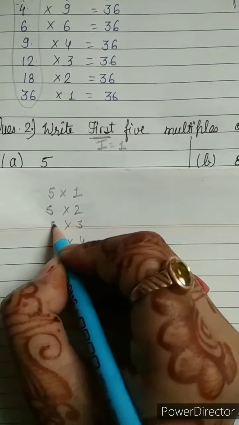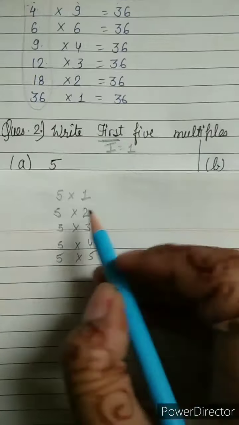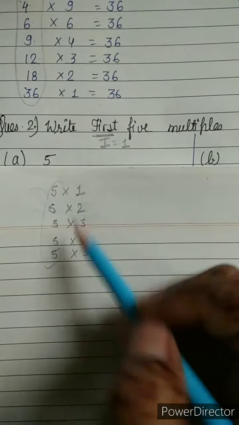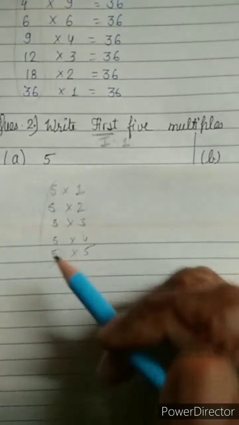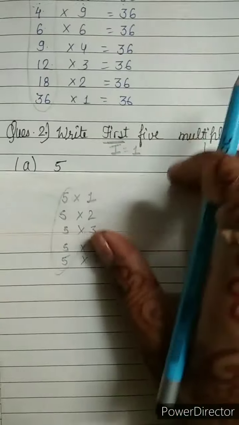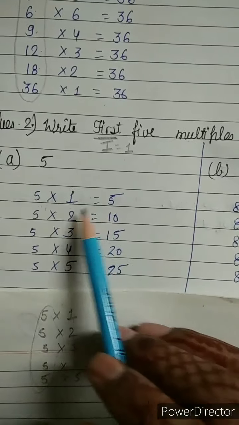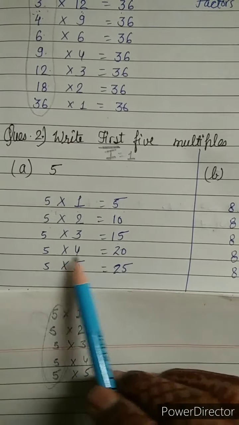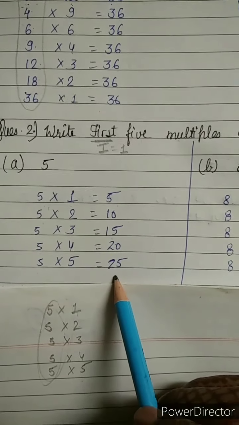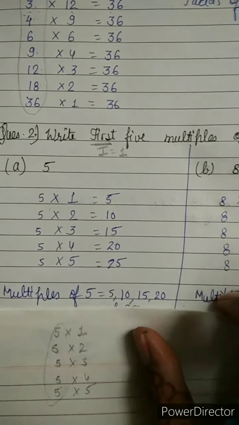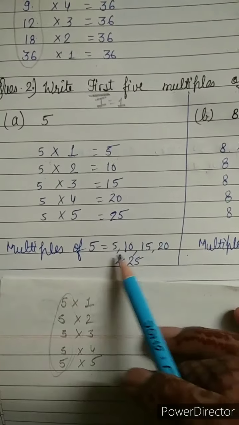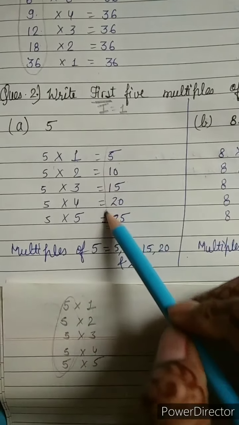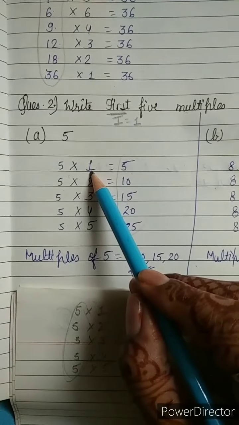Here always 5 1 is 5, 5 2s are, 5 3s are. Now the given number is 5, so every number like 1, 2, 3, 4, 5 is multiplying by 5. So how will their answer come? Their answer will come in the form of 5 1 is 5, 5 2s are 10, 5 3s are 15, 5 4s are 20, 5 5s are 25. So its multiples are 5, 10, 15, 20 and 25. These are the first 5 multiples because we start with 1.